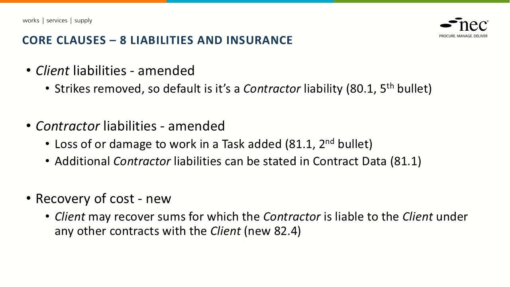In terms of Section 8 of the contract, there have been a couple of changes there. So we've removed strikes from Clause 80.1. So the default is strike would be a contractor liability. Under 81.1, we've introduced a liability related to loss of damage to work in a task. This is something the contractor needs to manage. And we've introduced flexibility such that additional contractor liabilities can be stated in contract data.